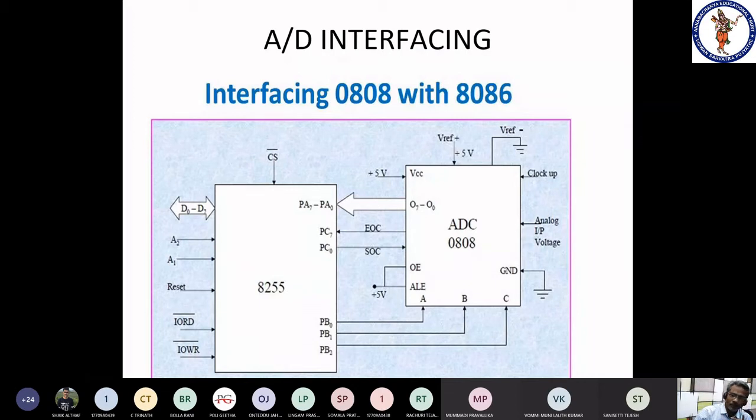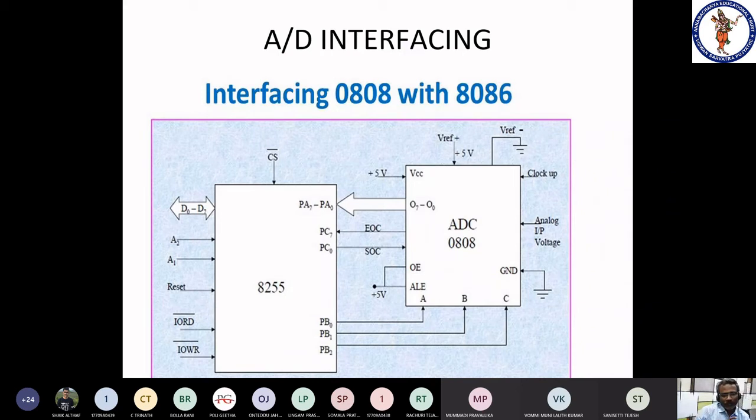After that, we monitor the end of conversion pulse, so we have to monitor EOC. Whenever EOC equals 1, the digital data is read by the 8086 processor. Otherwise, the processor needs to wait until the conversion is completed, or until EOC equals 1. So that is the simple generalized algorithm for doing analog to digital conversions.